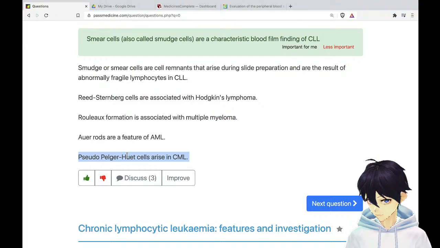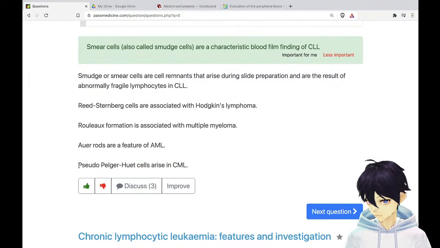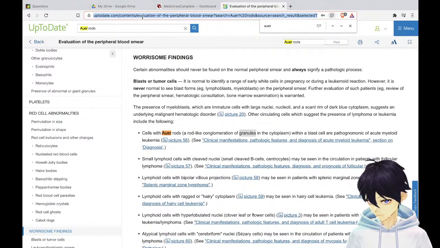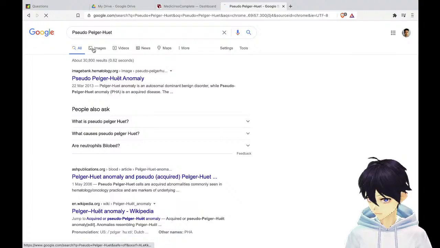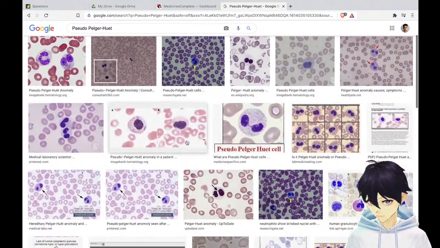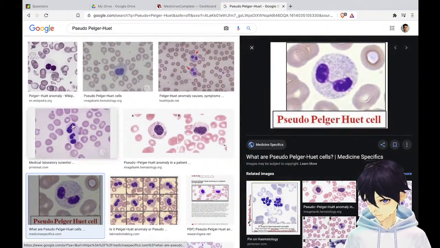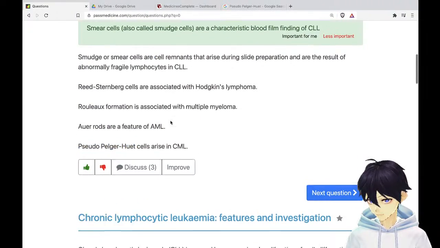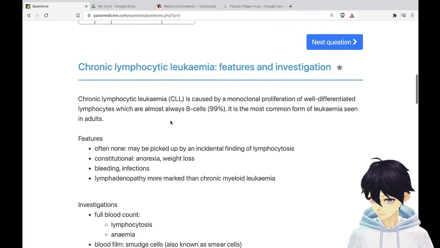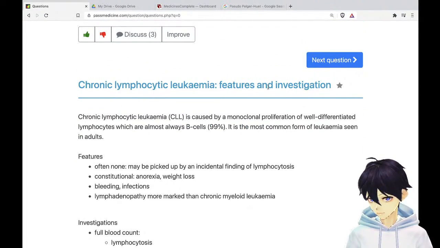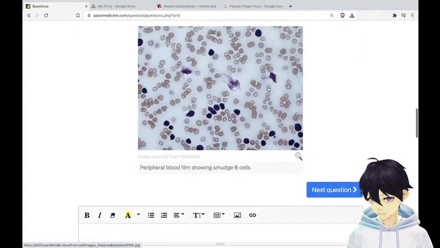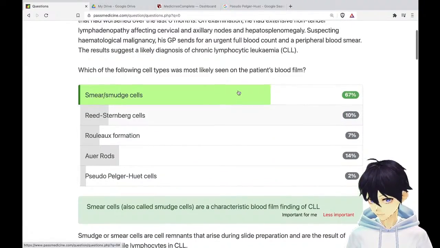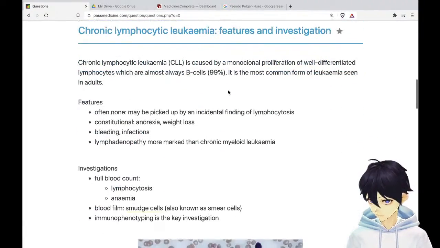And last one, this is seen in CML, pseudo-Pelger-Huet cells. Let's just copy this and search. Pseudo-Pelger-Huet, CML. Okay. Chronic lymphocytic leukemia features and investigations. Actually, I'm not very good at differentiating between the 4 different types of leukemia. I need to study these.